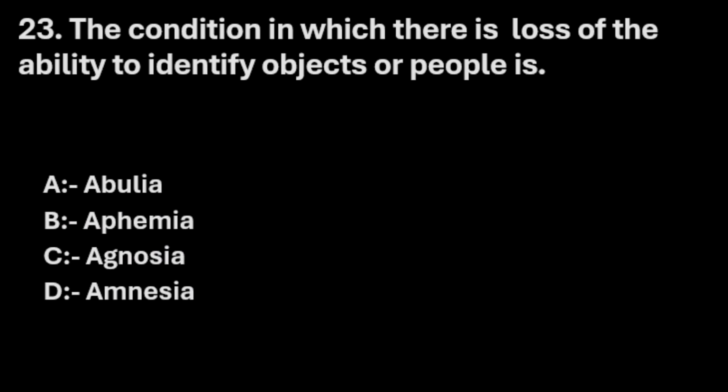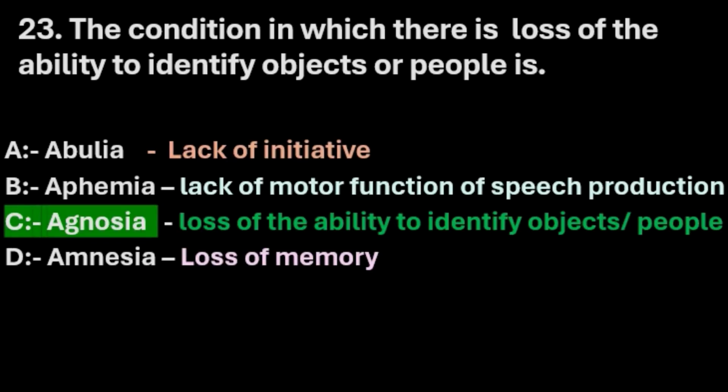The condition in which there is loss of the ability to identify objects or people is option A, abulia, option B, aphemia, option C, agnosia, and option D, amnesia. The right answer here is option C, agnosia. Agnosia is the loss of the ability to identify objects or people. Abulia is the lack of initiative. It is just like avolition. Aphemia is the lack of motor function of speech production. Amnesia is the loss of memory.